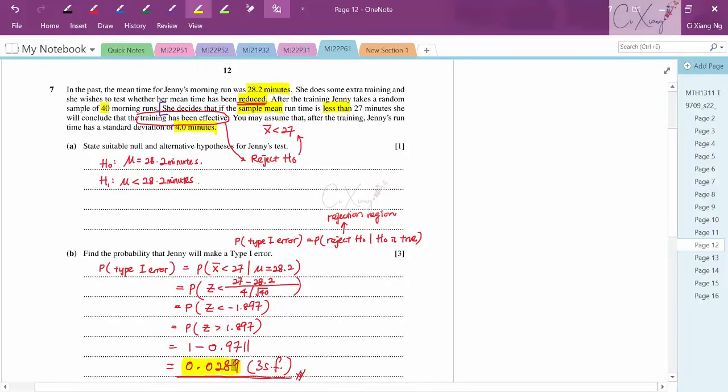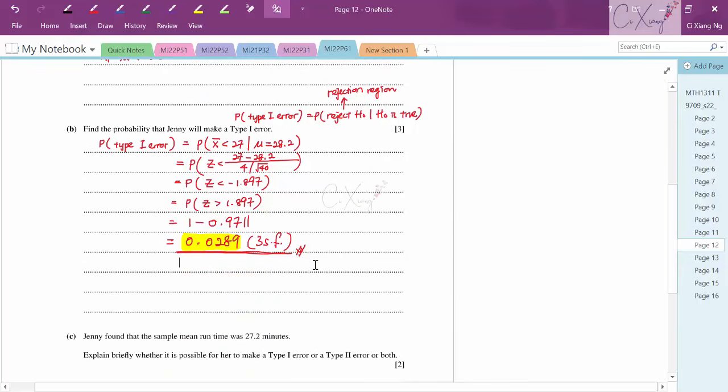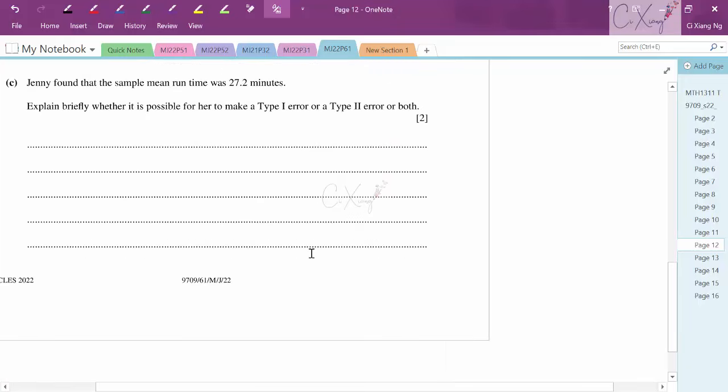And before we calculate it, definitely we need the rejection region, and luckily the rejection region is given in this question. All right, so this is what we have for part B. And now let's proceed to part C.